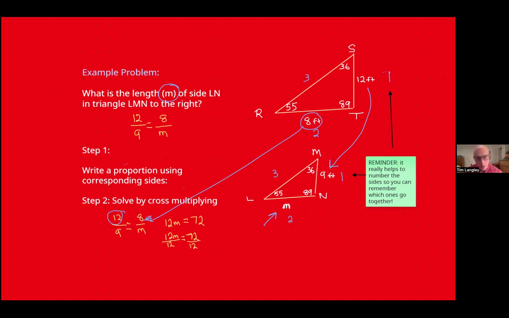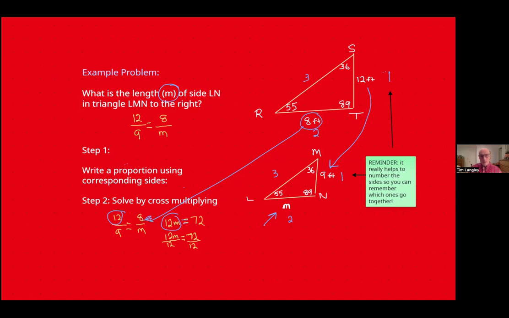Some of you right now are thinking, wait a minute, we're talking about letters here. How am I going to do that? If I remember, that was like algebra. Well, I'm going to slow down for a few minutes and show you a little bit of basic algebra. That's all we have to know. If we cross multiply 12 over 9 equals 8 over M, 12 times M gives me 12M, equals, and then we cross multiply 9 and 8, we get 72. So 12M equals 72.